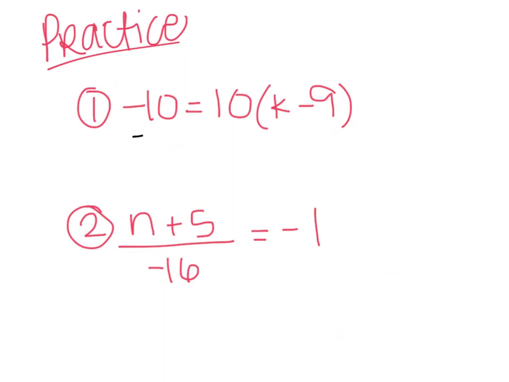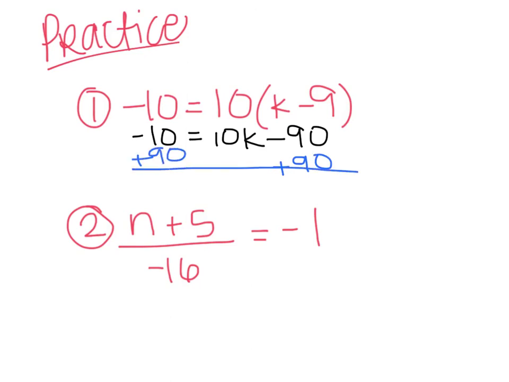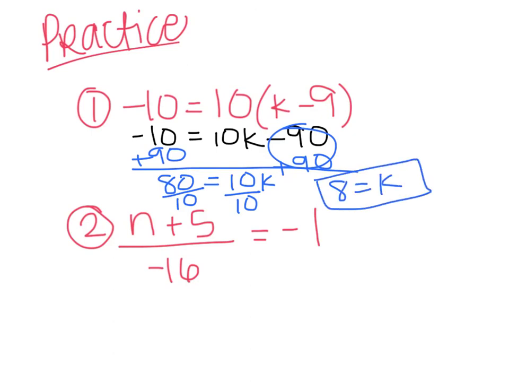Okay, really quick walkthrough. Negative 10 equals 10k minus 90. So I'm going to add 90 on both sides first. And that will give me 80 equals 10k. And then divide by 10 on both sides. 80 divided by 10 is 8 equals k. That's our answer for that one.